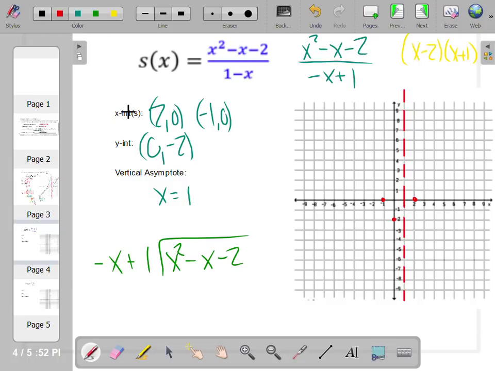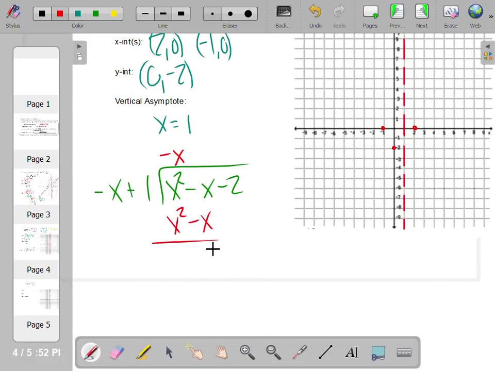Now what we're going to do is figure out what you multiply negative 1x by to get x squared, and that'd be negative x. Negative times a negative is positive, x times x is x squared. Distribute that, you get x squared minus x, and then you have to flip the signs. So now this is minus plus.